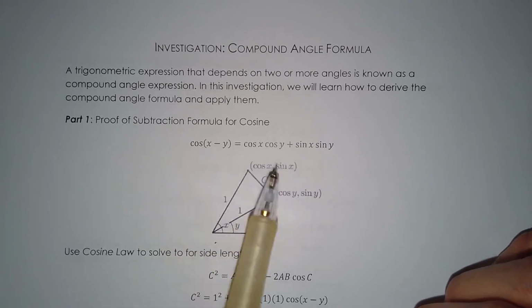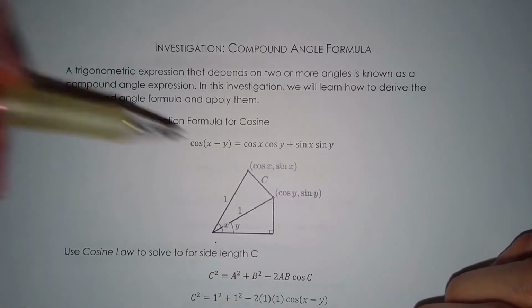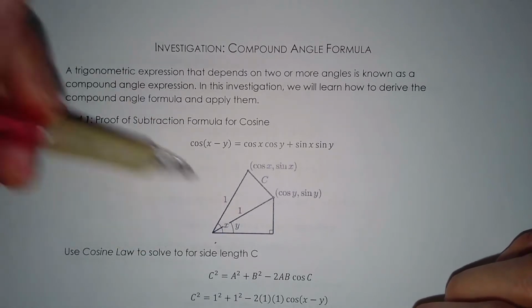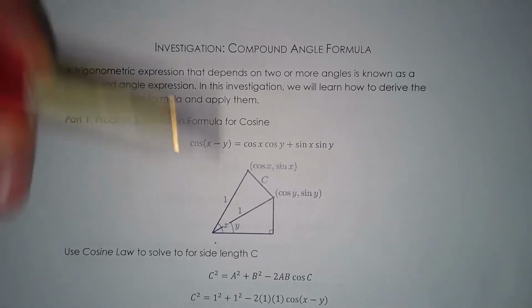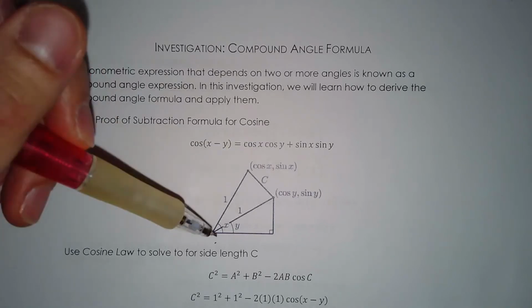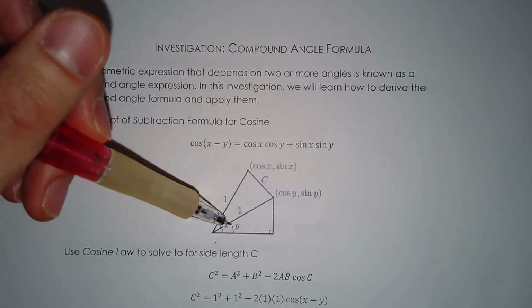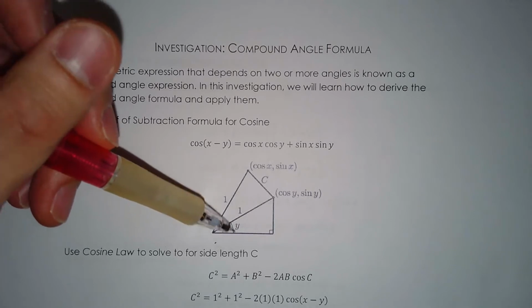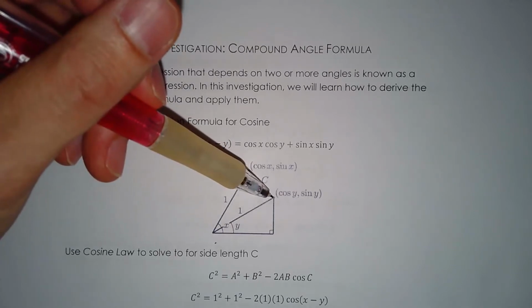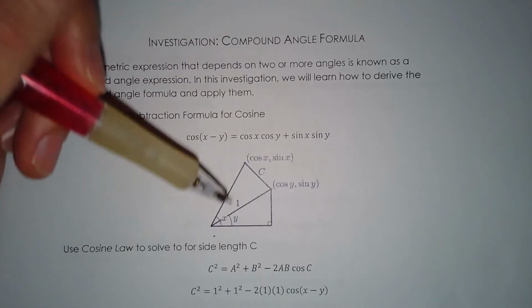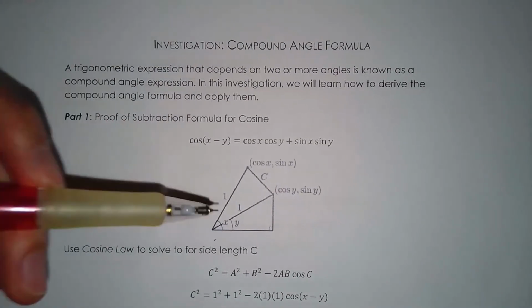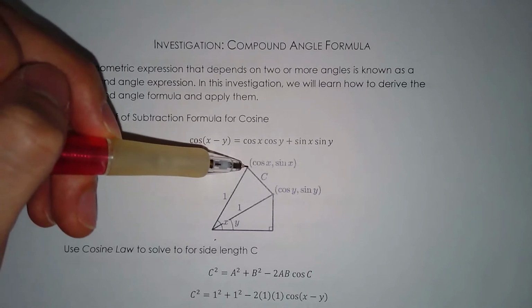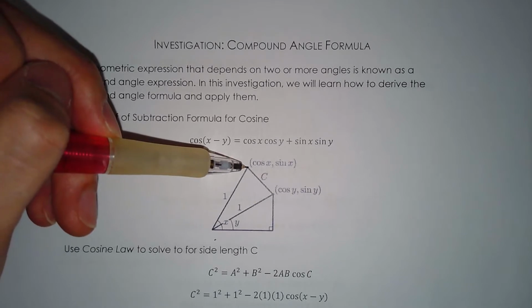Now, where did the subtraction formula for cosine come from? We're going to study the unit circle and see how we came about this formula. So what we have here is a unit circle. We have an angle of x and an angle of y. Now if we rotate y radians, then you're going to get cos y, sine y. This point on the unit circle is defined as cos y, sine y. Now if you rotate x radians, then you're going to get cos x, sine x at this point of the unit circle.